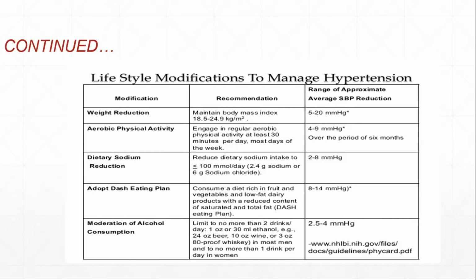And lastly, drinking alcohol in moderation. What is recommended is no more than 2 drinks for males and 1 drink for females per day. This should decrease your systolic blood pressure by about 2.5 to 4 millimeters of mercury.